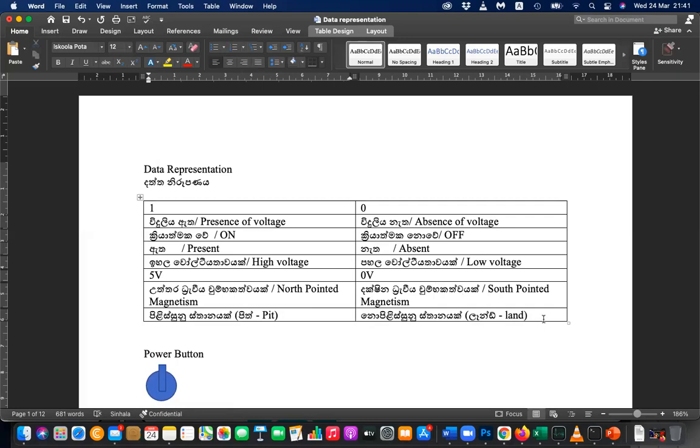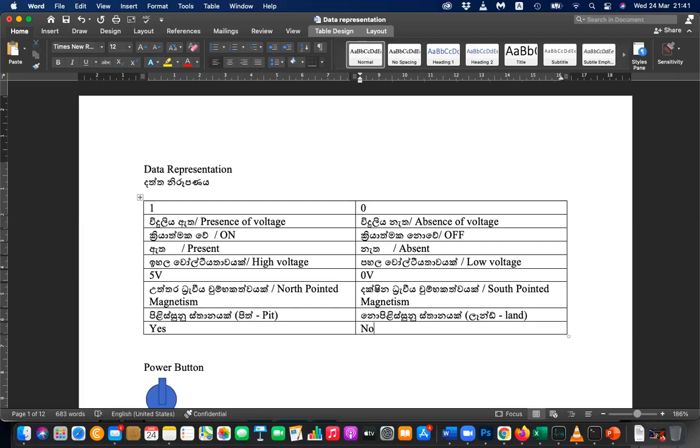Anyway, in addition to that, you can say yes is 1 and no is 0. Two states can be represented easily using 1 and 0. Instead of telling voltage is there, you can say 1. Instead of telling yes, you can say 1. Instead of telling present, you can say 1. Instead of telling 5 volts, you can tell 1. Instead of telling 0 volts, 0. Or no voltage, 0. Off, 0.